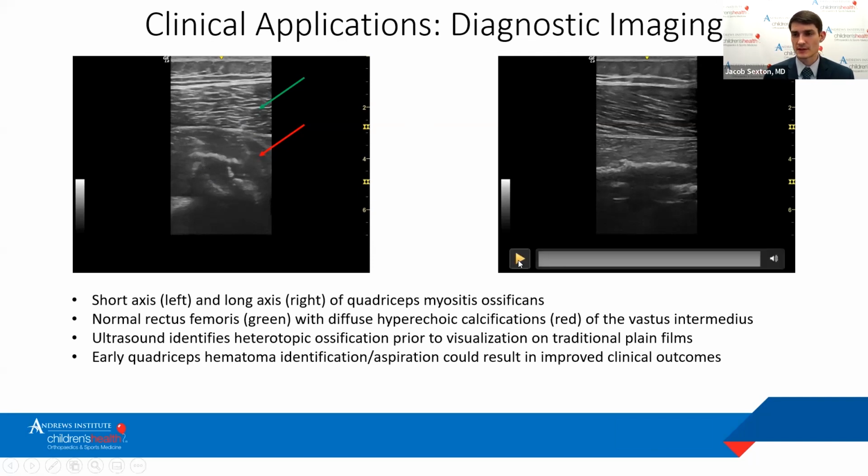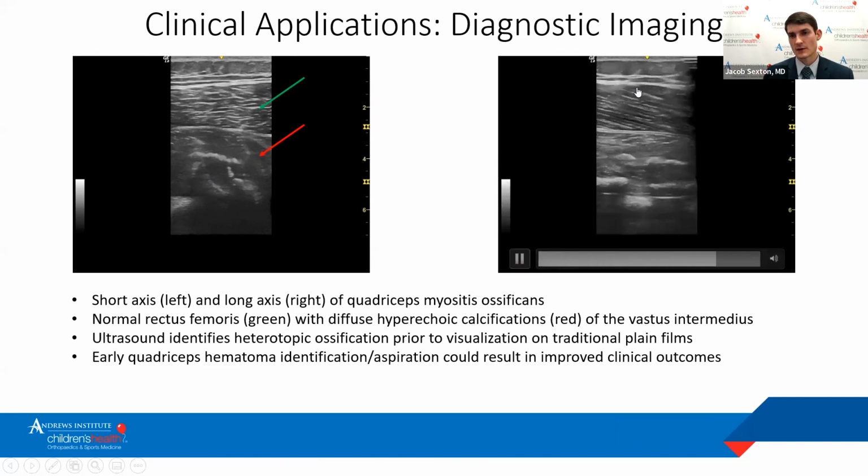So again, this is the same patient. This is just a long axis view. Looking at it, you have that nice starry sky pattern of the normal rectus femoris muscle. You've got your subcutaneous tissue here. You have a fascial plane separating the rectus femoris from the vastus intermedius.